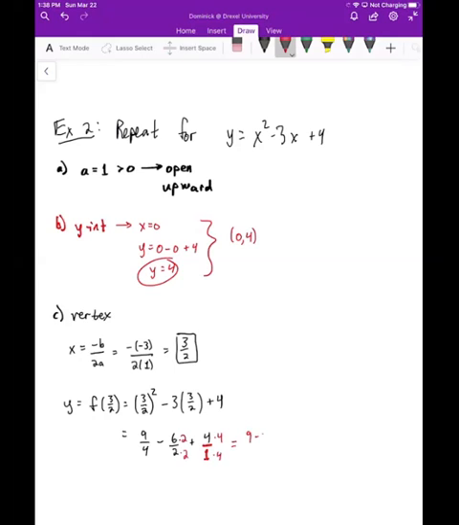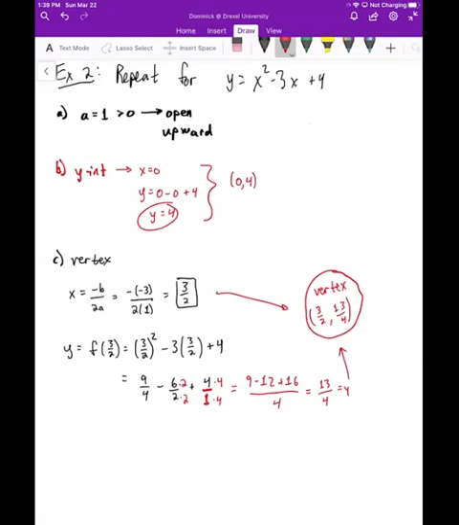And then we get a 9 minus 12 plus 16 over 4, which if we simplify will give us a negative 3 plus 16. So it looks like we get a 13 over 4. So that's our y-coordinate. So using these two pieces of information, we know that we have a vertex at (3 over 2, 13 over 4). All right, so not the prettiest vertex, but that's the vertex nonetheless.